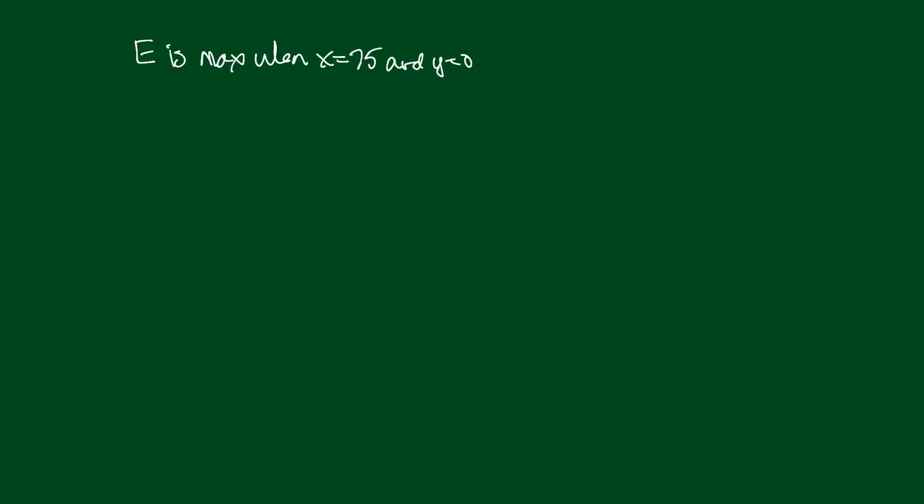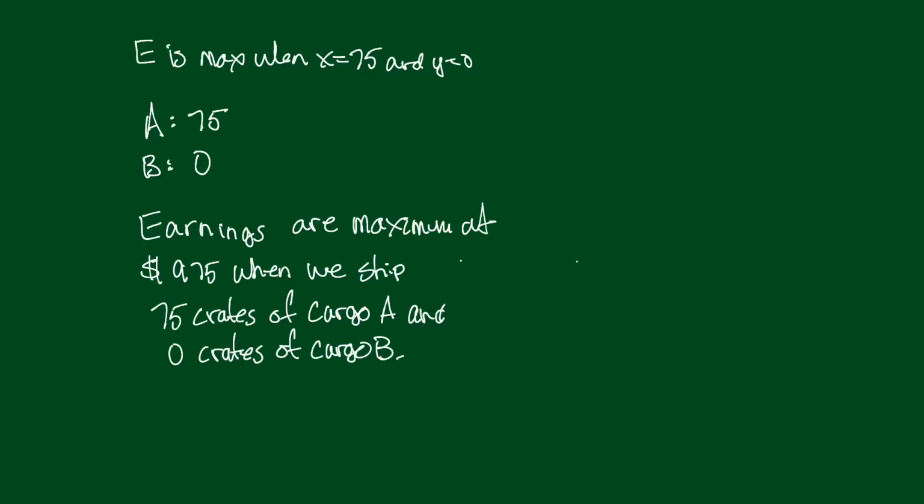The question says how many crates of each type. So let's answer that question. How many crates of type A should we use? 75. How many of type B? 0. So I'm going to conclude then, or report, that earnings are maximum at $975 for the driver when we ship 75 crates of cargo A and 0 crates of cargo B.